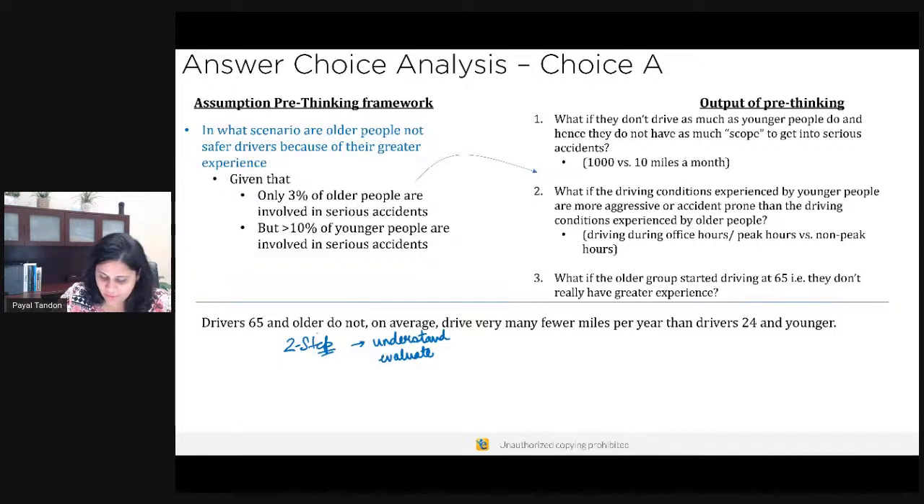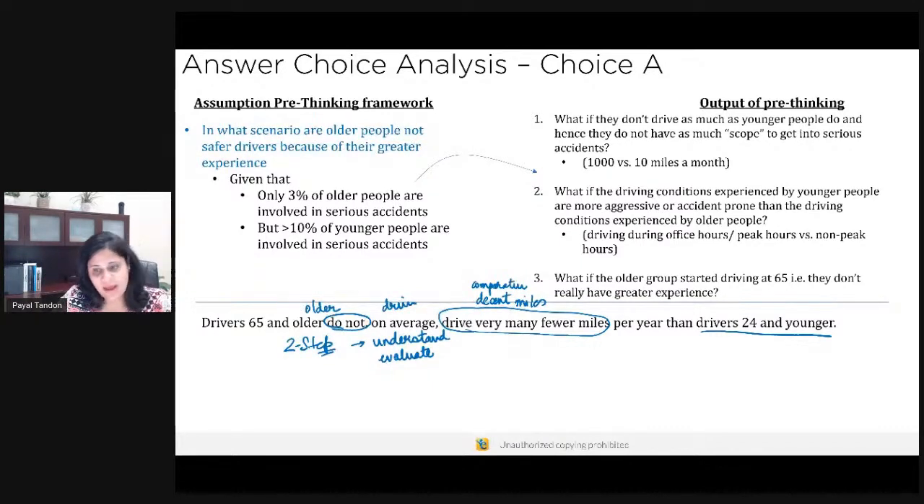Drivers 65 and older, so we're talking about the older drivers. Older drivers do not, on average, drive very many fewer miles. There is a double negative over here in some way. They do not drive very many fewer miles. What this means is that they drive a decent number of miles, or a comparable number of miles as drivers 24 and younger. So all this is saying is that older people drive a similar number of miles as younger people do.